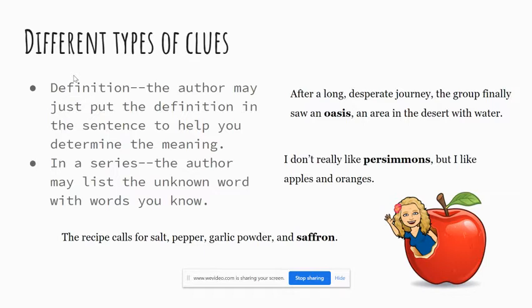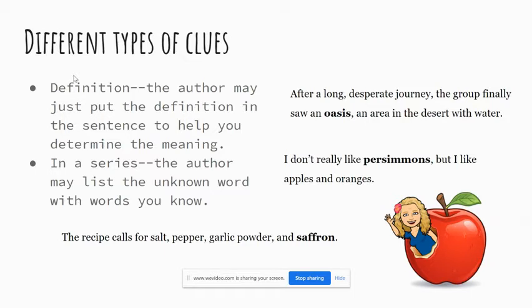Okay. Another way an author may tell you what an unknown word or an unknown object is, is it may list the word with words you do know, or that you can classify in a certain way. So for example, it says, I don't really like persimmons, but I like apples and oranges. So if I like apples and oranges, those two things are fruits. So a persimmon must be a type of fruit. Okay, do I really need to go research what a persimmon is? No, I don't really need to do that because I know apples and oranges are both fruits, so persimmons must be a type of fruit.